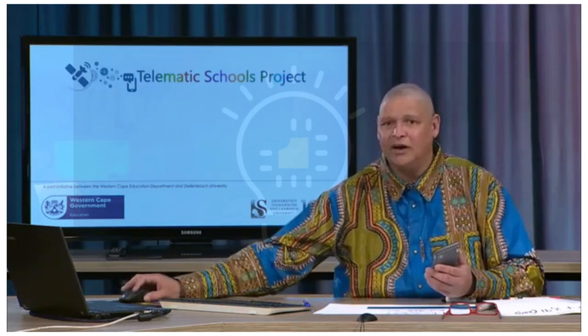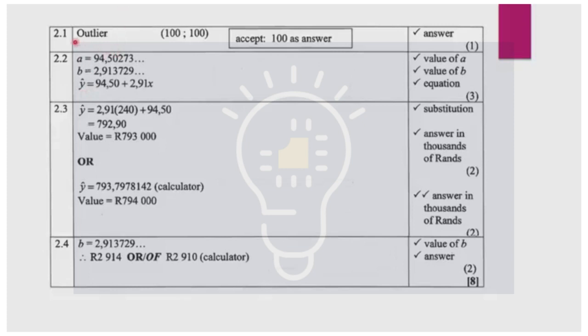So if we just look at our different solutions, there we had our outlier, there was 100, semicolon 100. There we have the second point, the equation of least squares regression line. You may remember we worked to that. And then there we have the value, 793,000, right? And then finally, there we have this here, same answers as above.